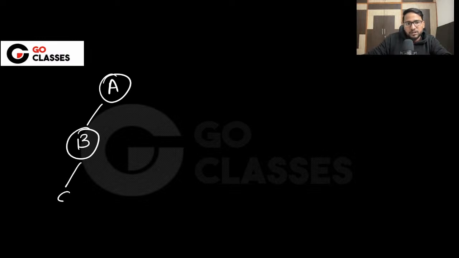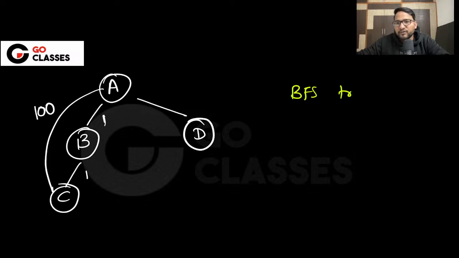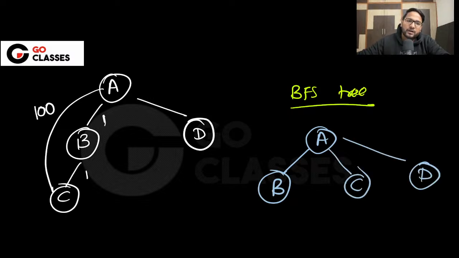Suppose this is C. Let's suppose this is 100, this is 1, this is 1, this is D. Okay, something like this. Then BFS will say this is the BFS tree. BFS will say, okay, this is A, and from this A, I will go to B, and then from this A, I will also go to C, and then from this A only I will go to D. So A to B is 1. BFS will say that A to C should be 100, isn't it?